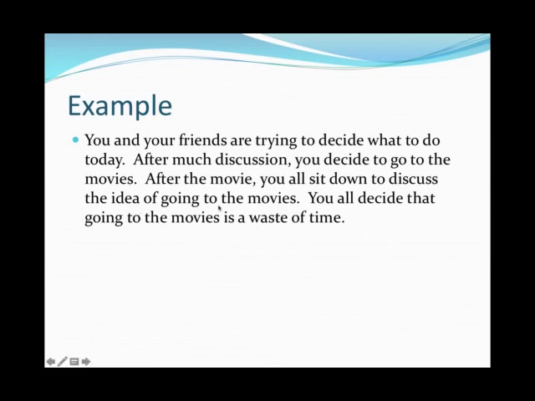You've really discussed this. You've talked about the good things about going to movies and the bad things about going to movies, and you finally decide, I'm going to make a judgment now. I'm going to decide that going to the movies is a waste of time. It's something bigger than just saying, I'm going to go to the movies. Deciding that going to the movies is a waste of time is a bigger judgment.